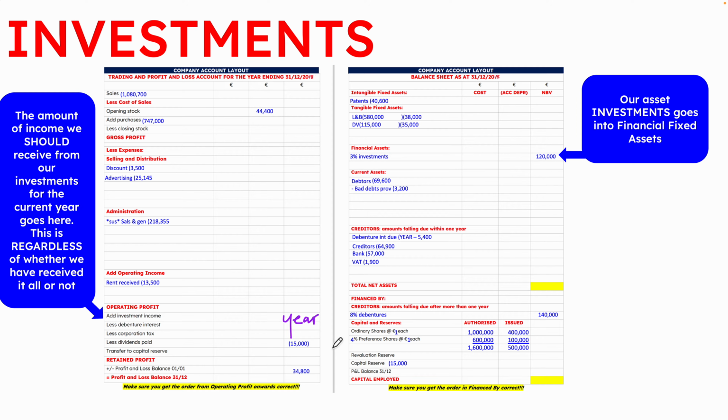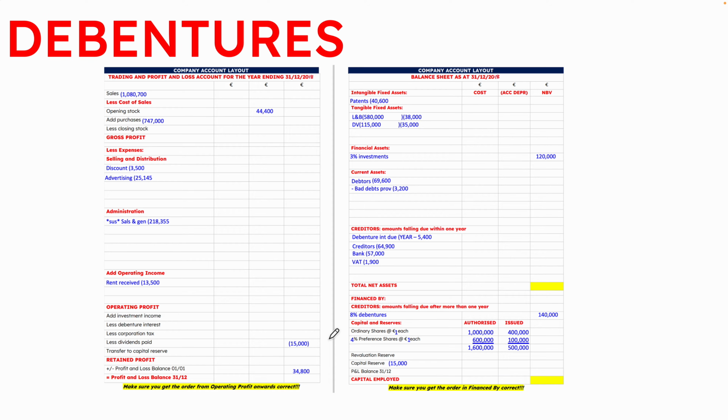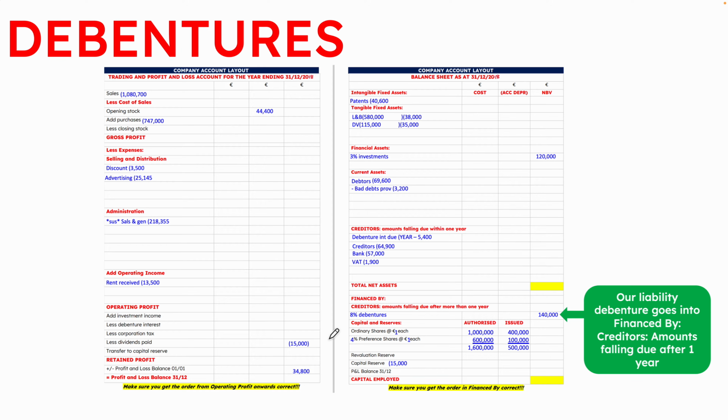Now, every single question 1 has always had investment income due at the end of the year. So investment income due goes into the current assets. Any investment income that we have not received yet goes in there. Now, debentures. Debentures are our long-term loan with a fixed interest on them. The debentures themselves go into the financed by section, so they are debt capital, and go into creditors' amounts falling due after more than 1 year.